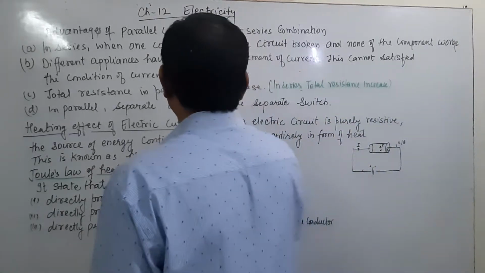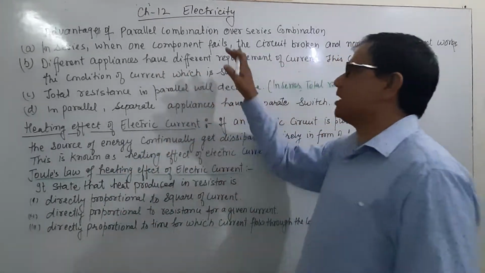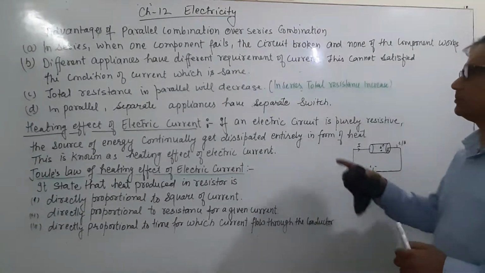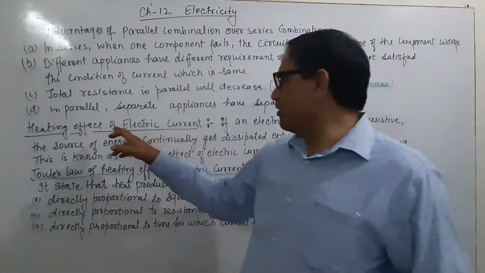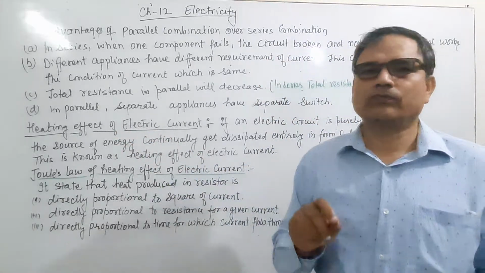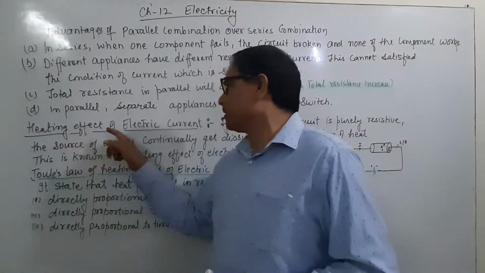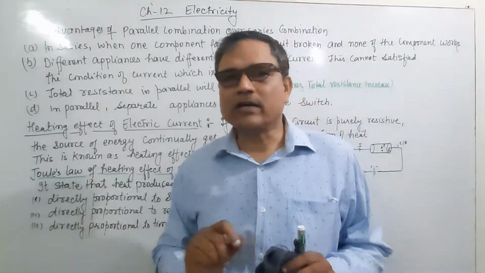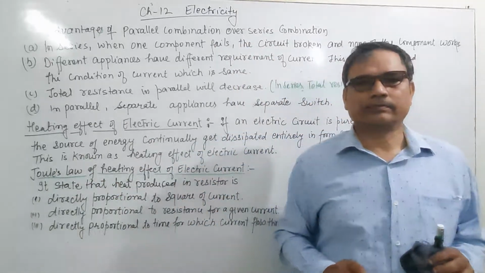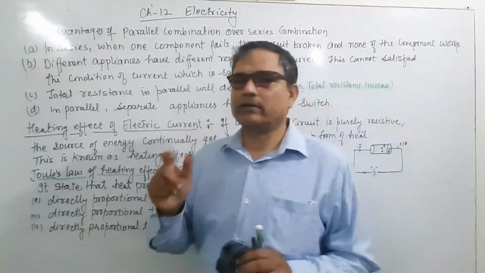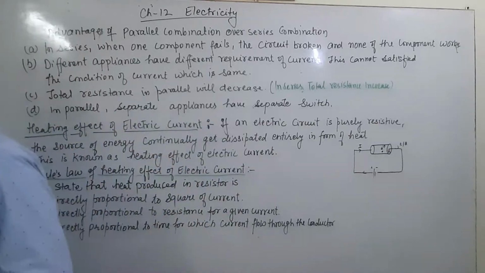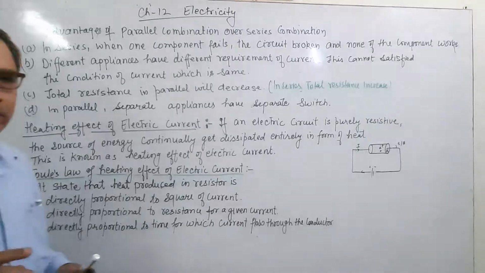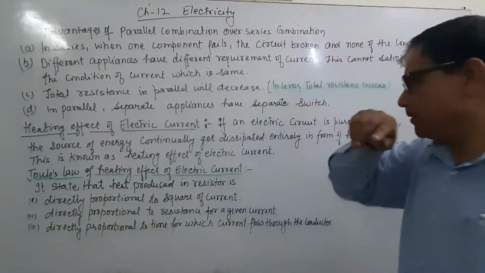And now, heating effect of an electric current. These are the advantages of parallel combination over the series combination. Heating effect of an electric current means that when we pass the current through a conductor, it produces some heat. It produces a heating effect.